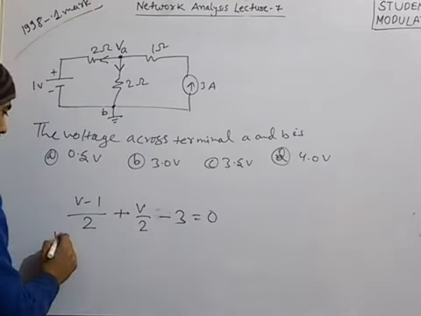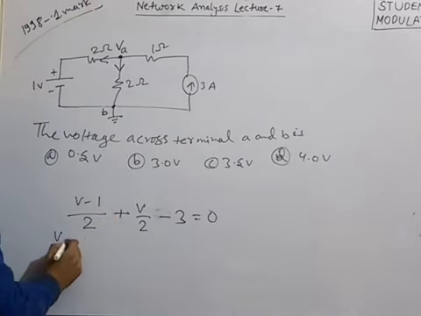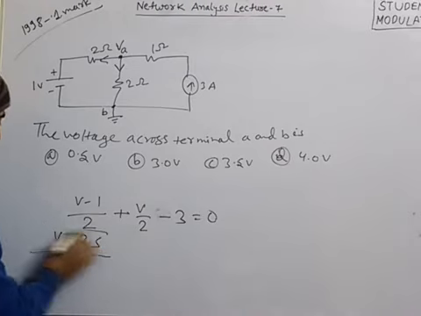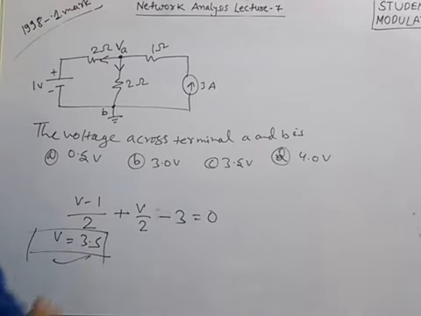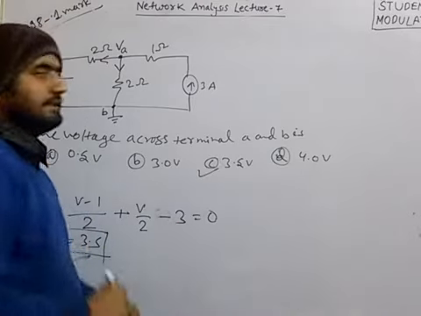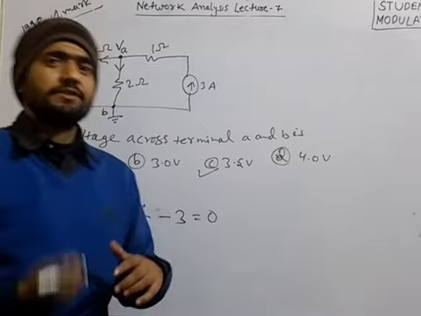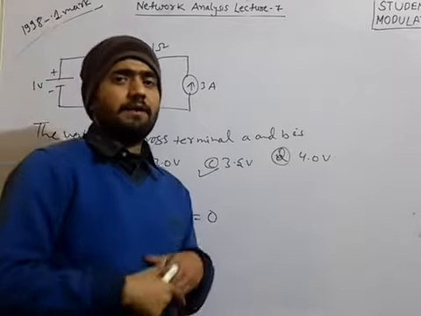The next step, we will solve: V by 2 plus V by 2 gives V, and taking the 1 by 2 to the other side, we get V equals 3.5 volts. So this will be the correct answer. A very simple question related to the nodal analysis, and this type of question can be asked in the upcoming exam as well.